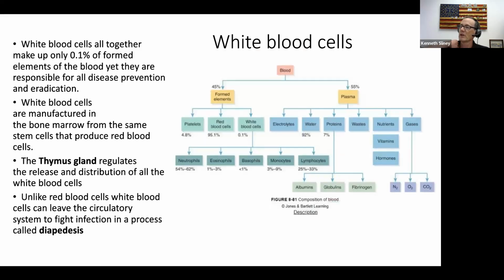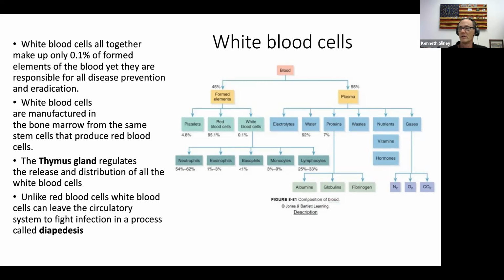So let's talk about white blood cells. White blood cells are the catalyst of your immune system. White blood cells, even though they're everywhere, are only about 0.1% of the formed elements in your blood. Yet they're responsible for disease prevention and eradication. White blood cells are manufactured in the bone marrow from the same stem cell producing red blood cells.